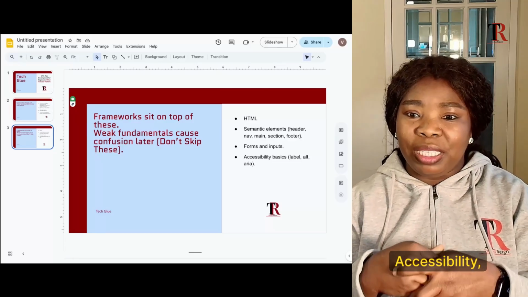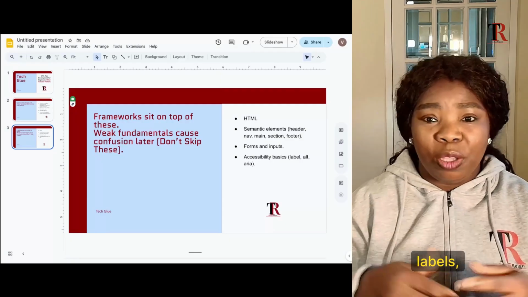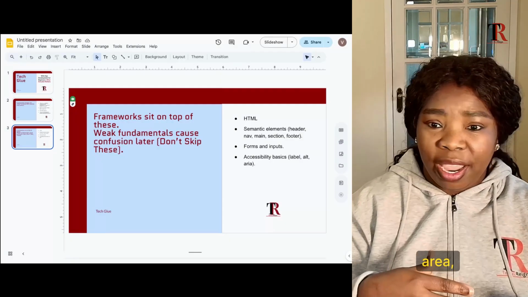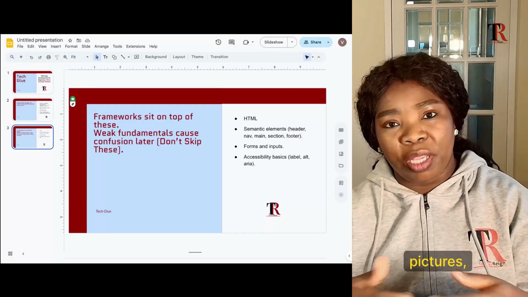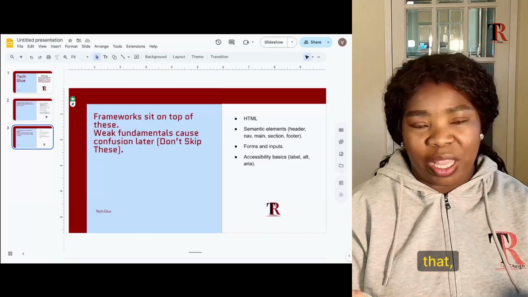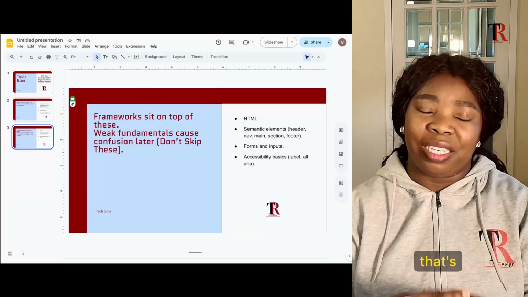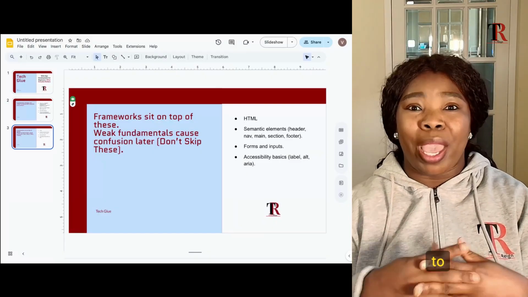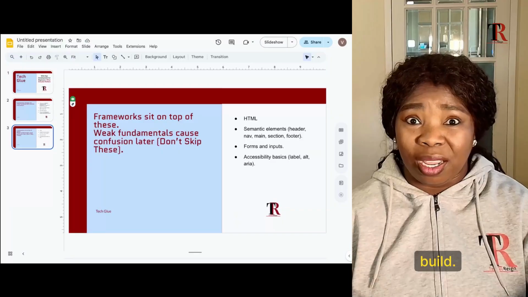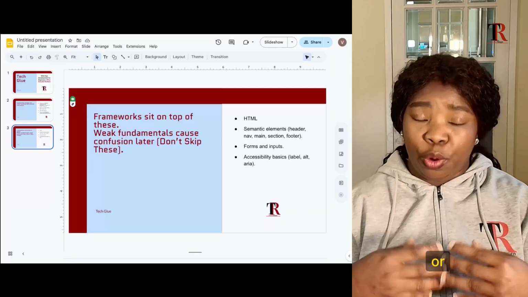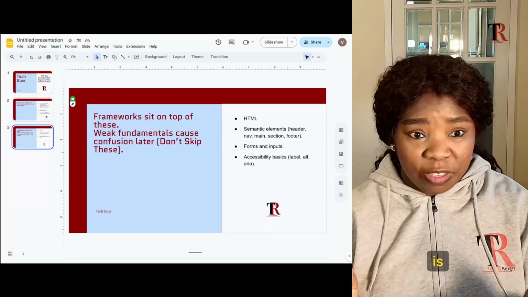Now, accessibility basics: labels, alternatives, ARIA. If you are uploading pictures, images, videos, and all that, you have to be knowledgeable. Very, very important. And that's the fundamental to anything you want to build. Anything. Whether you are using your own brain or you are using AI, this knowledge is fundamental.